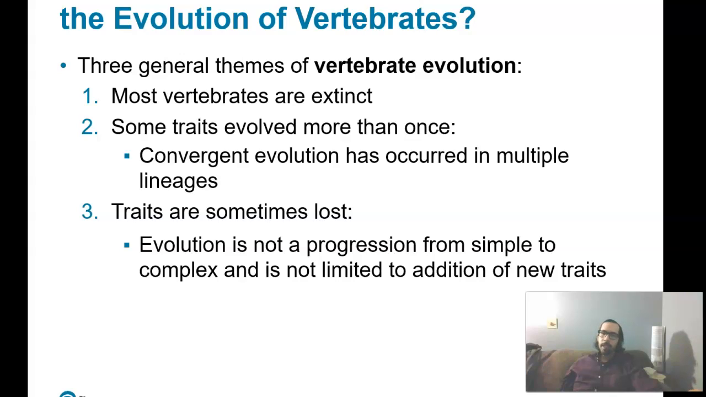So not all the animals that have evolved are complex animals. So you can see that in things like the cnidarians. So these are very simple animals, right? But they're adapted to their environment, so they're able to survive. And also, it's not limited to the addition of new traits. So sometimes animals evolve by losing traits.